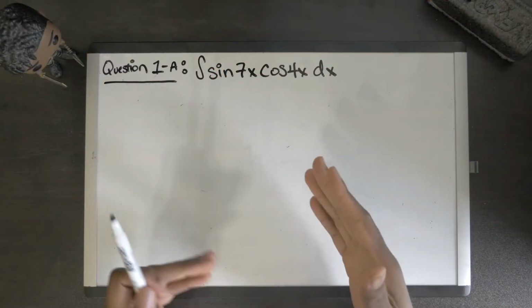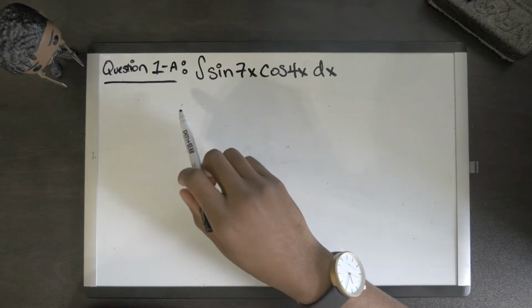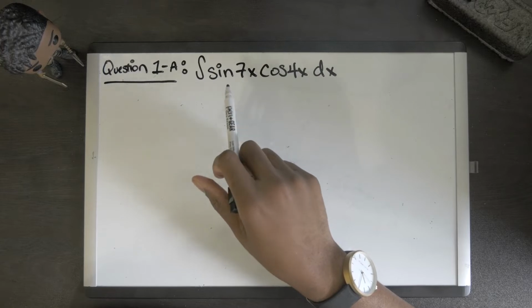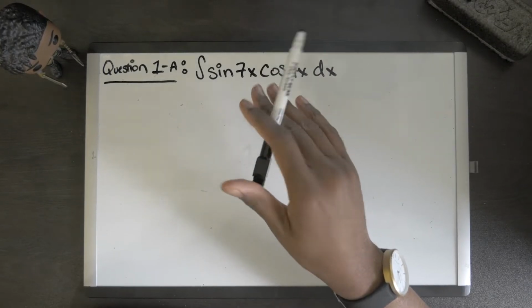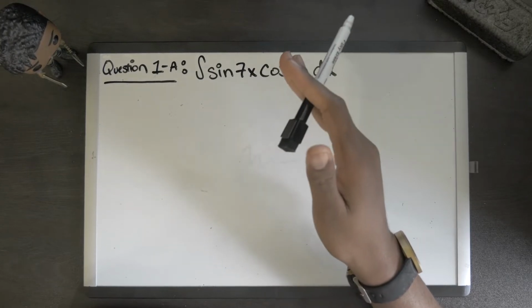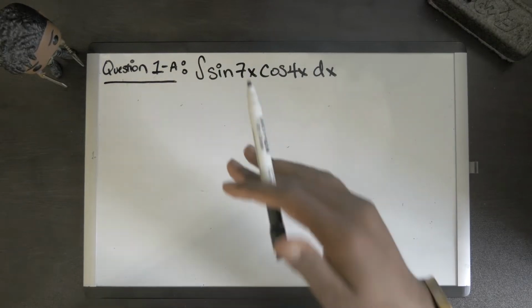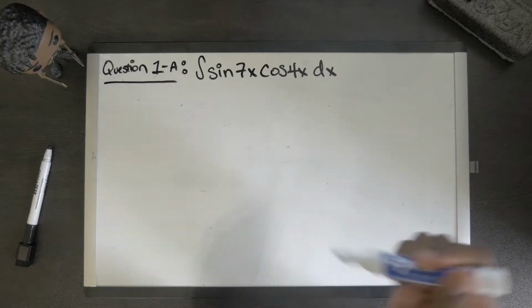So we're going to go ahead and work on this first integral that we have here for question number 1, part A. We actually have the integral of sine 7x cosine 4x dx. So right off the bat, our goal is to condense this integral down to something we can work with that's a little bit easier to manipulate. Thankfully, there's actually a formula to help us do that. So that formula, which I'll write in this blue marker here.